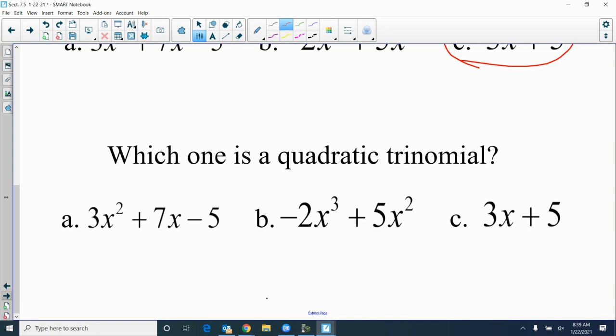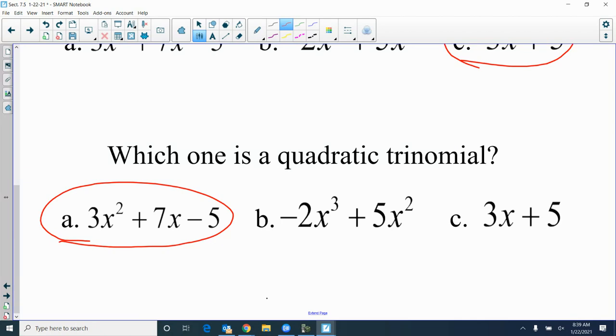It'll be A. Which one's a quadratic trinomial? A, really? Yes. A is right. Hey, we got 2 out of 3. All right, so what's a trinomial? It's got 3 numbers. We call it 3 terms. But yeah, it's got 3 terms.